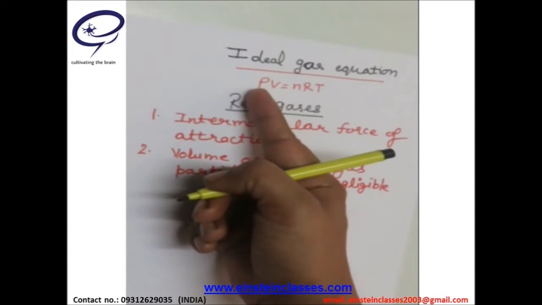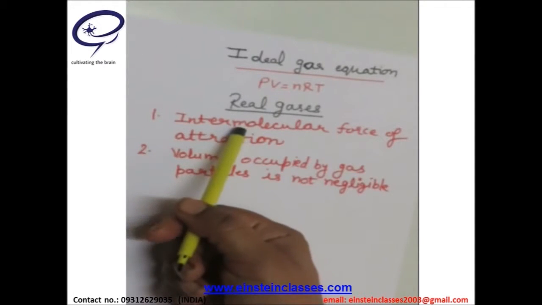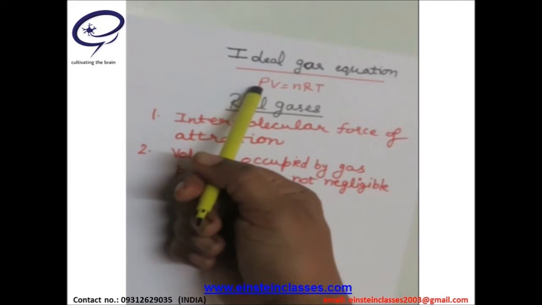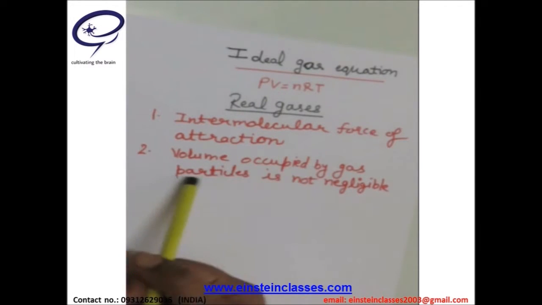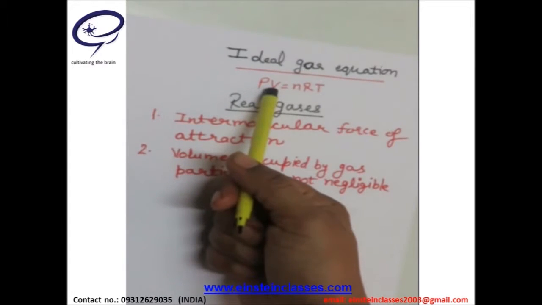We apply two correction factors on the ideal gas equation, one in the pressure. Because of the intermolecular force of attraction, there is a difference in the pressure of the ideal gas and real gas, and the volume occupied by gas particles is not negligible. Therefore, a correction factor has to be applied in the case of volume.